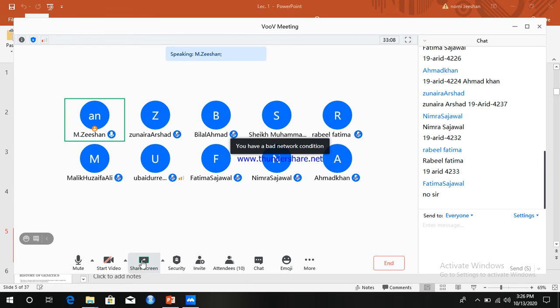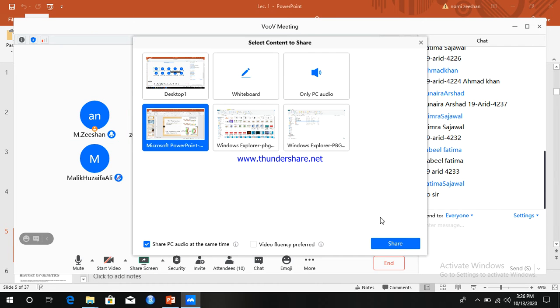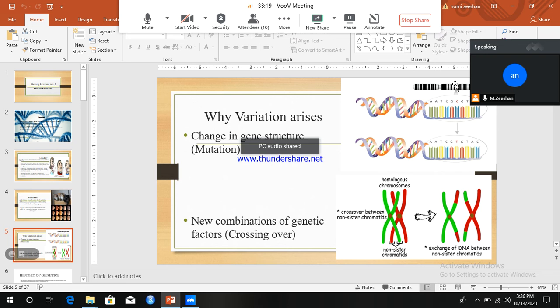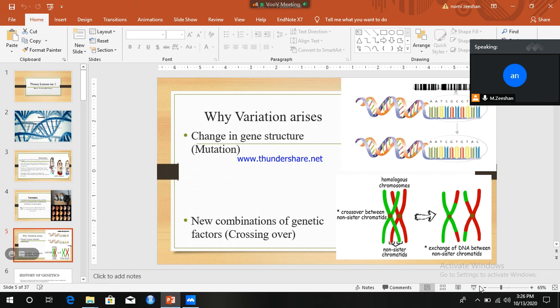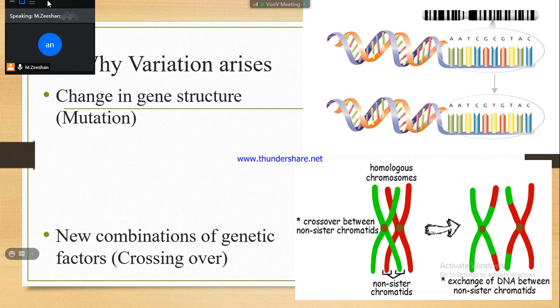Let's start. So we have discussed why variation arises. Variation क्यों आती है? Two main reasons हैं. सबसे पहली reason genes में, DNA में, sequence में कहीं पे mutation हो गई.